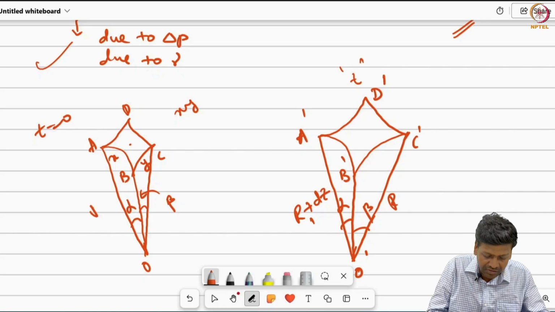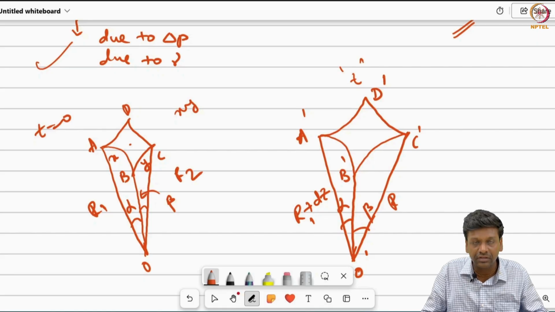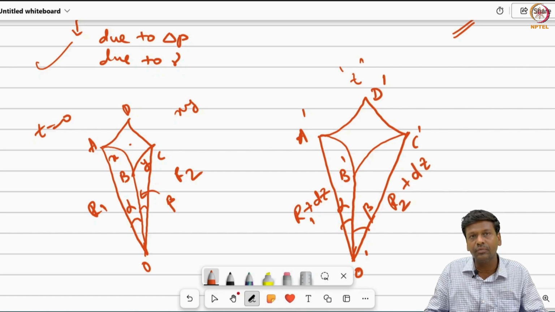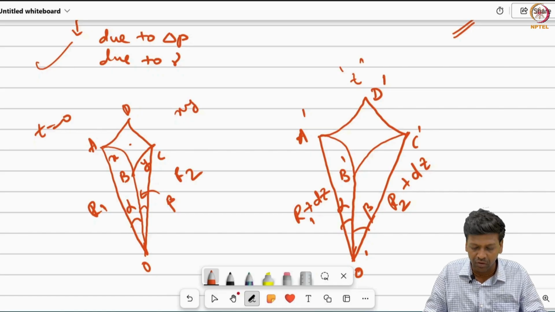Right. If I call the distance between A and O as R1, and the distance between O and C as R2, then since it is proportionately increasing or decreasing, I would call the distance between A dash and O dash as R1 plus dz, whereas the distance between O dash and C dash will be R2 plus dz. Okay. So the assumption here is the angle doesn't change, but only they proportionately vary, right?